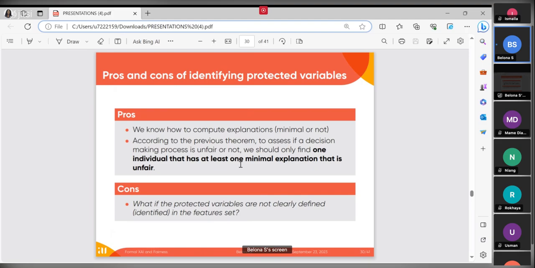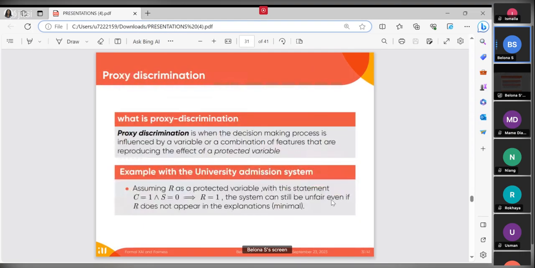But the cons of this method of using protected variables to assess fairness is that sometimes the protected variable can be absent in explanations, but then there could be some proxy variables that still highlight the presence of the original protected variable. So if you just base your fairness assessment on protected variables, you can be misled by the proxies of the protected variable. So this is the cons of using protected variables to assess unfairness. How to solve this problem? You should deal with proxy discrimination. Proxy discrimination is when the decision-making process is influenced by a variable or a combination of features that are reproducing the effect of the protected variable.